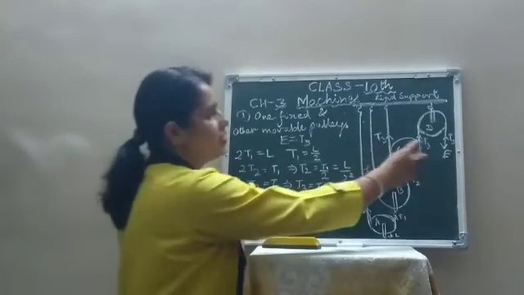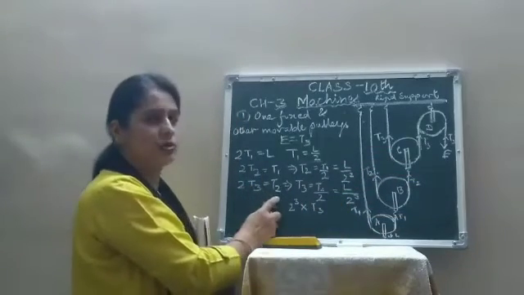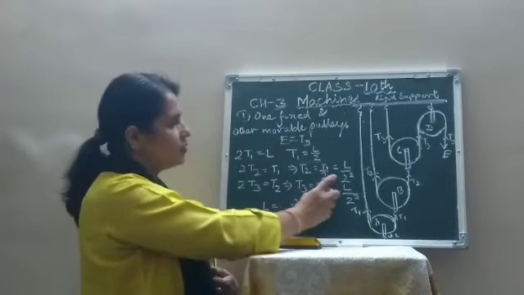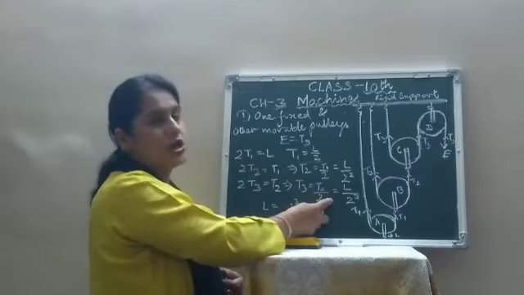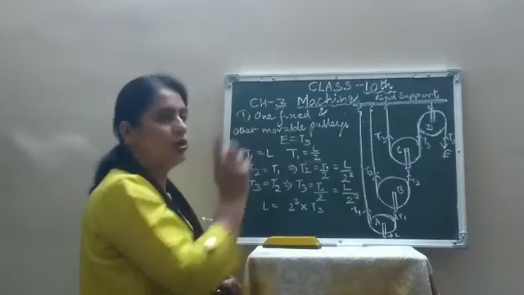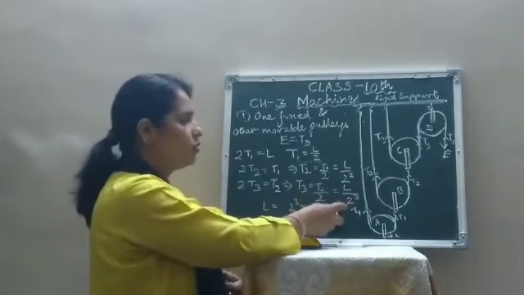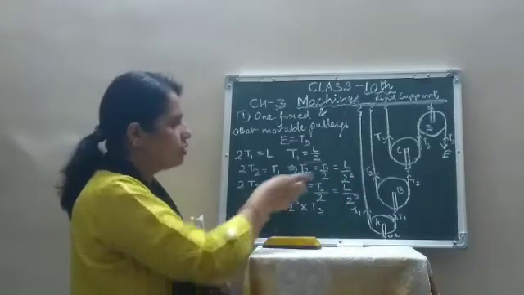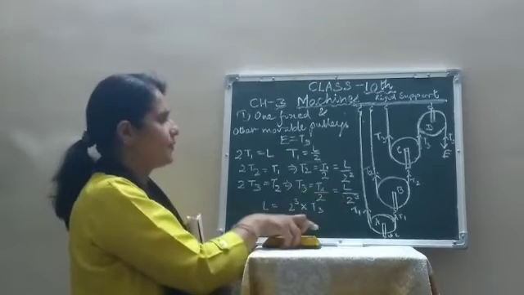Similarly, T3 and T3 are balancing this T2. So 2T3 equals T2. T3 is T2 upon 2. We substitute the value of T2 here. This value, L upon 2 square, we are putting here. So it becomes L upon 2 square upon 2. So it becomes L upon 2 cube, because L upon 2 into 2 into 2. So it becomes L upon 2 cube. That means load equals 2 cube into T3. We have cross multiplied this.